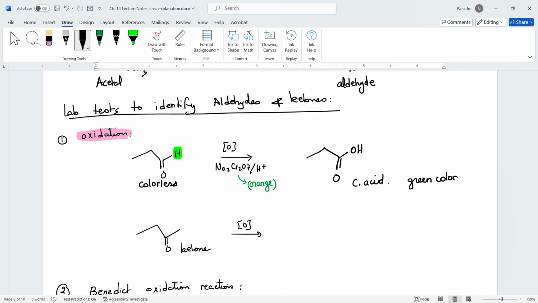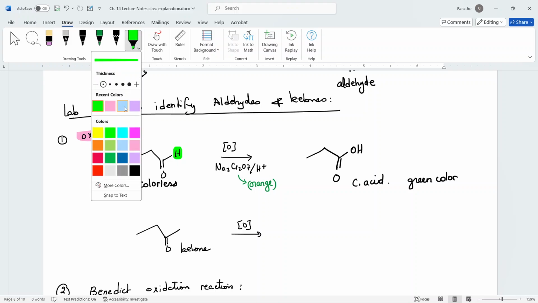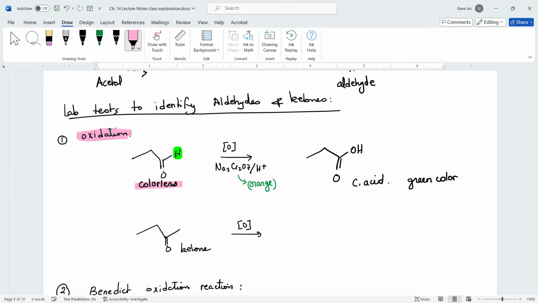So this is why we say this is a positive test. A positive test is a test where the reaction happens, okay? And the reaction can happen due to color change. If you see a color change, then this means that the reaction here happens in there, and you go from one color to the other. So here I'm going from a colorless to a green color solution. A normally short chain carboxylic acid has a green color in there.